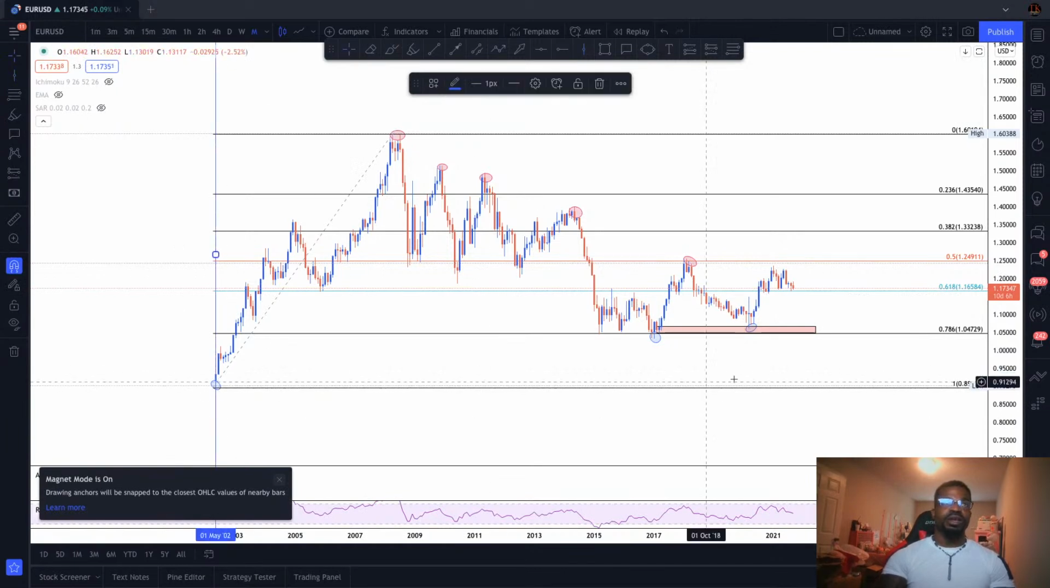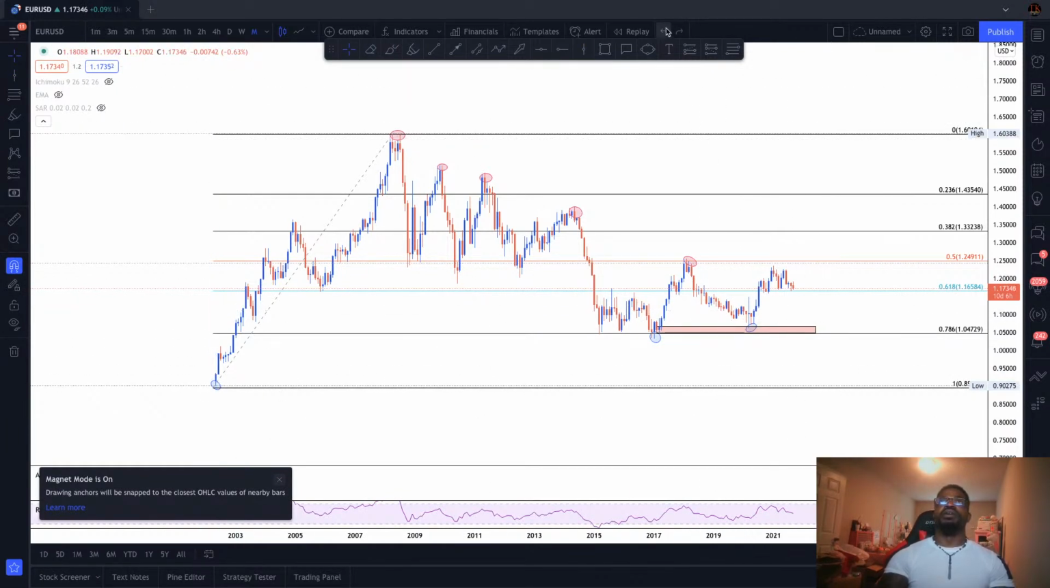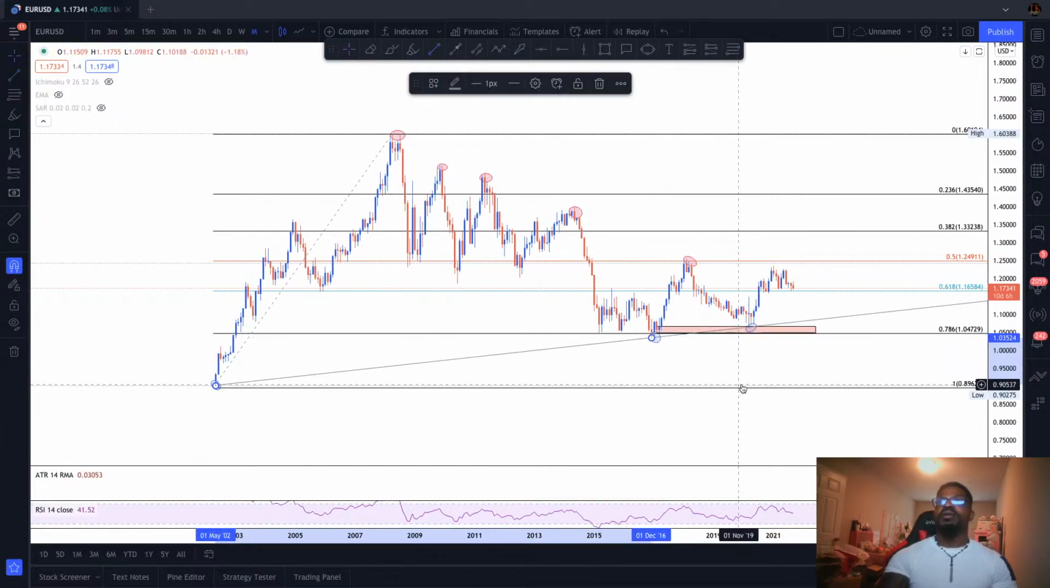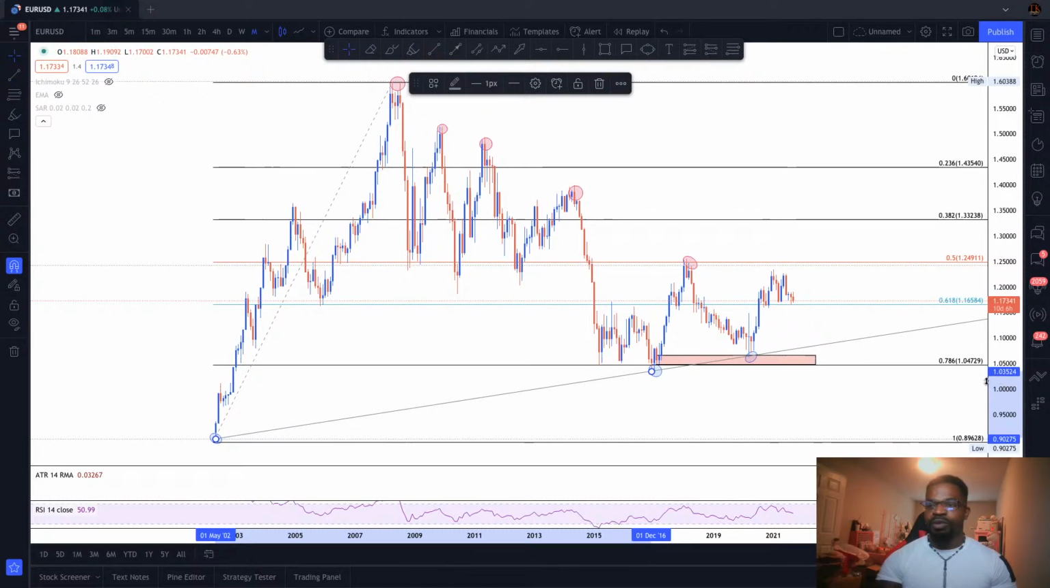Now, again, this is the monthly chart. All right, this is the monthly chart, so it will take a little while before this move completely plays out. But it's just something that I like to do before finding trades, which is finding the overall direction.